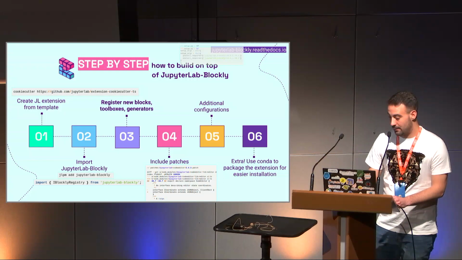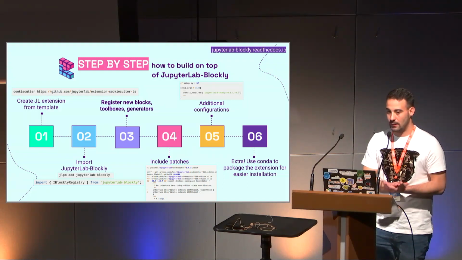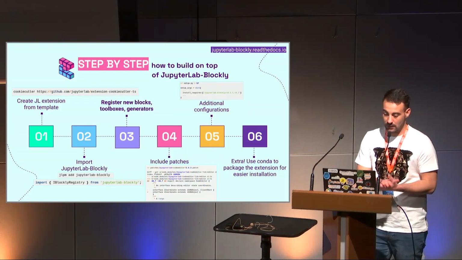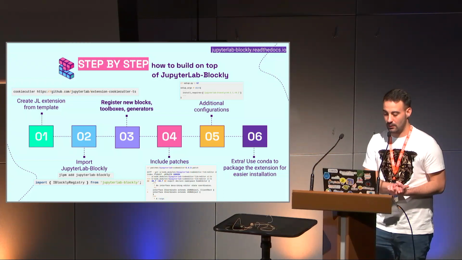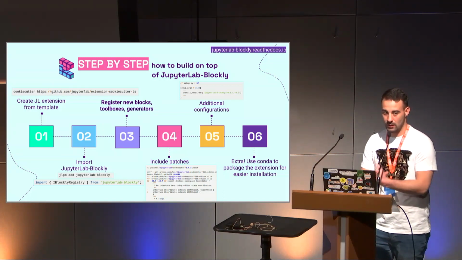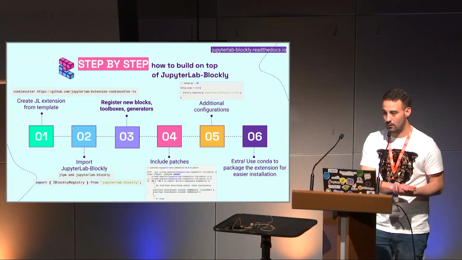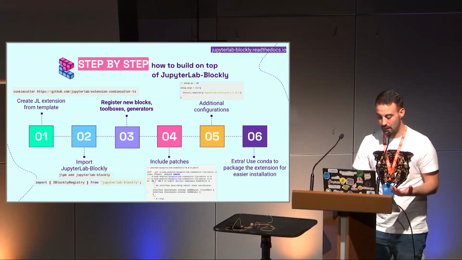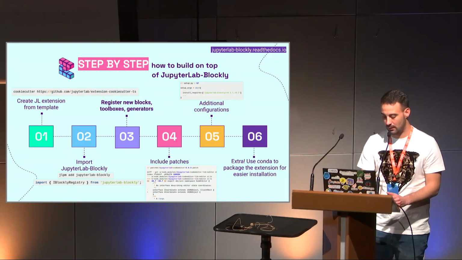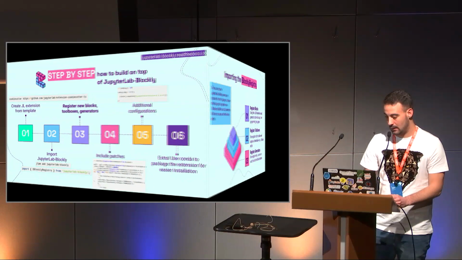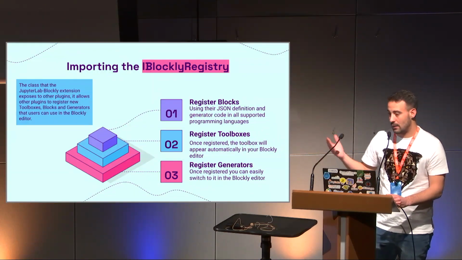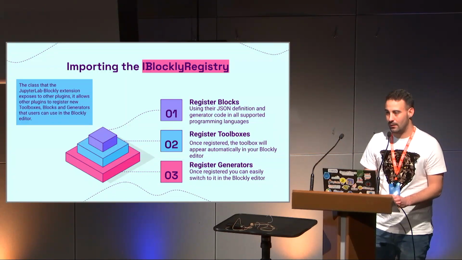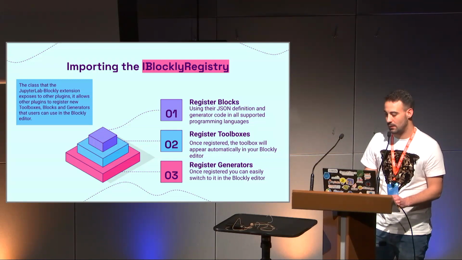Finally, once you create the extension, you of course need to require JupyterLab-Blockly to make sure that once you install your extension, Blockly is installed in JupyterLab. So you can require this token. And you can also use Conda for shipping your extension once it's done.